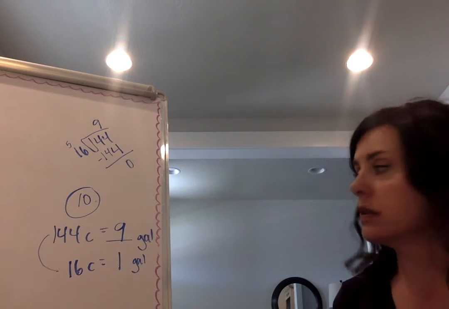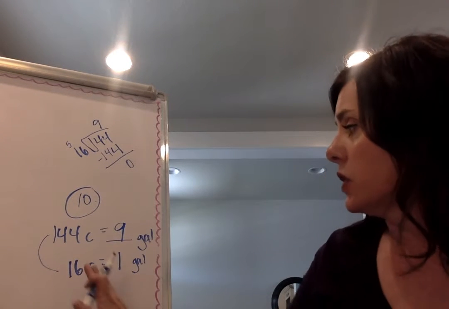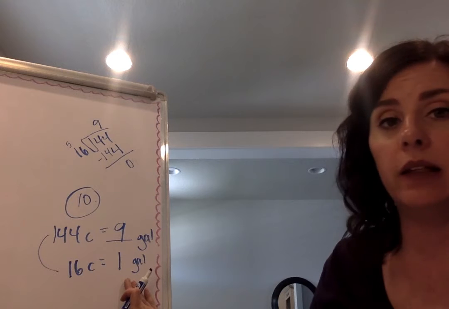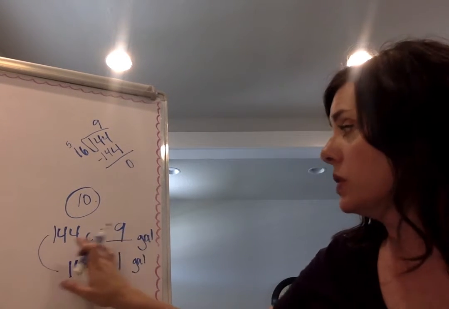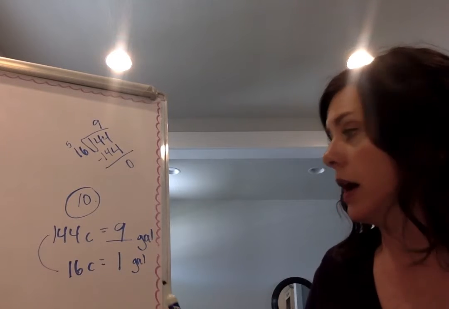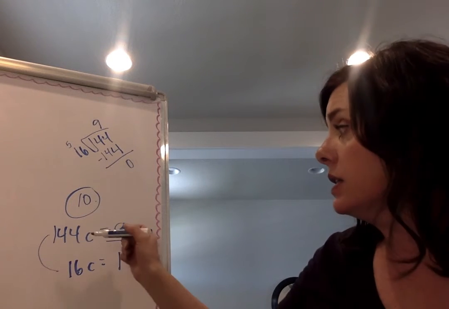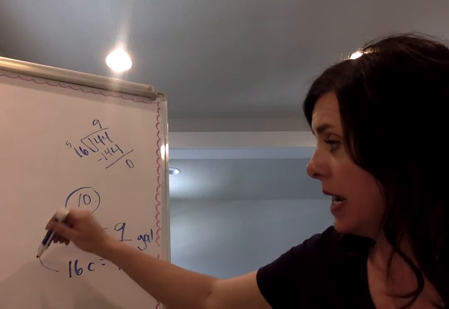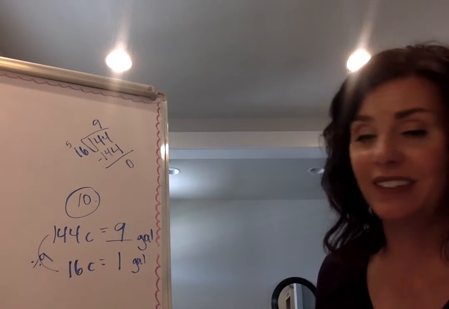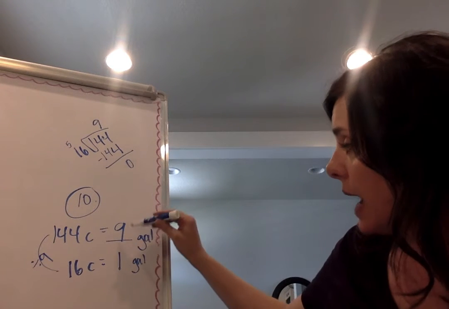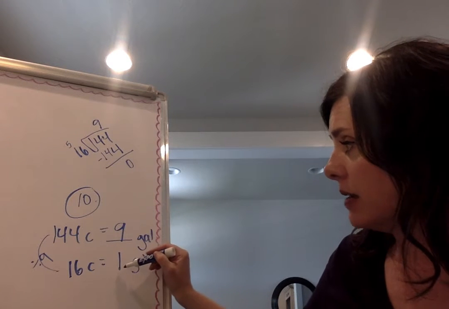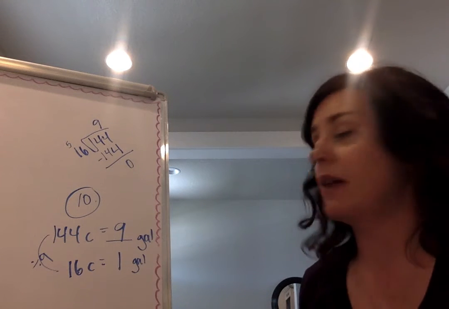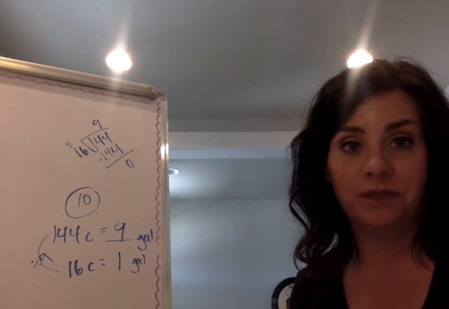9 gallons. Okay? If there's 16 cups in 1 gallon, then how many gallons would there be if I had 144 cups? Well, this time I divided by 9, which would be what I would have to do on this side too. So 1 times 9 is 9. 9 divided by 9 would be 1. So we'd have 9 gallons.